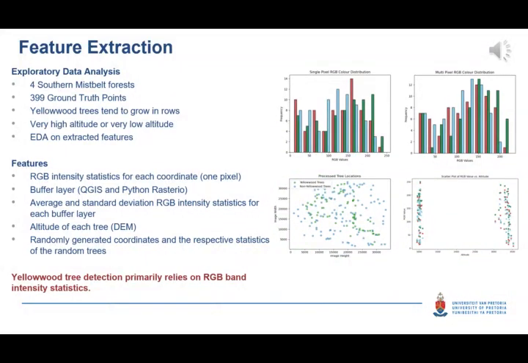Secondly, we extracted the RGB intensity values of the single pixel labeled as a ground truth point using Rasterio. Thirdly, we repeated the first approach using buffer layers to get a holistic view of the RGB intensity using Rasterio. We also created random points representing non-yellowwood trees throughout each OrthoPhoto to compare the RGB statistics of yellowwood trees to non-yellowwood trees. Lastly, given the importance of altitude, we used the DEM files to extract the altitude of each tree, ground truth points, and random trees in approach 2 and 3.